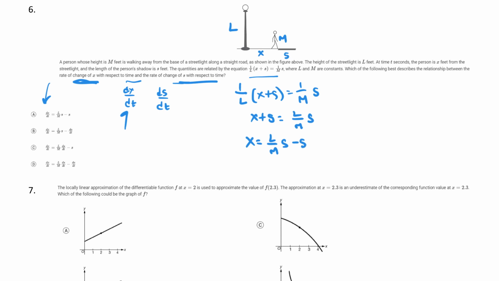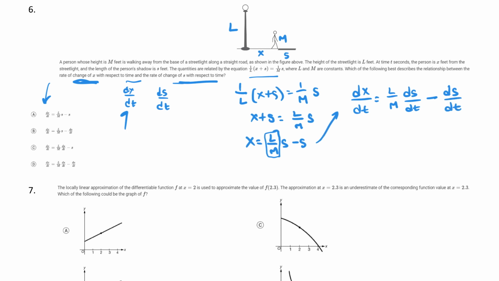Okay, at this point, let's go ahead and differentiate. Remember, it said L and M are constants, so I don't have to worry about the differentiation there. So what we'll end up with is dx dt equals L over M, which is a constant, so I just need to keep that, times the derivative of the s, which is ds dt, minus the other derivative, ds dt as well.